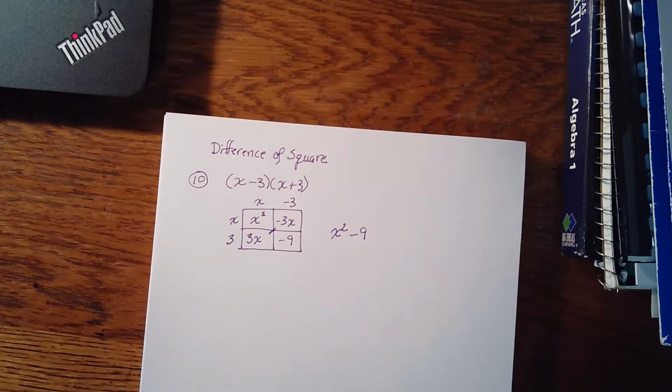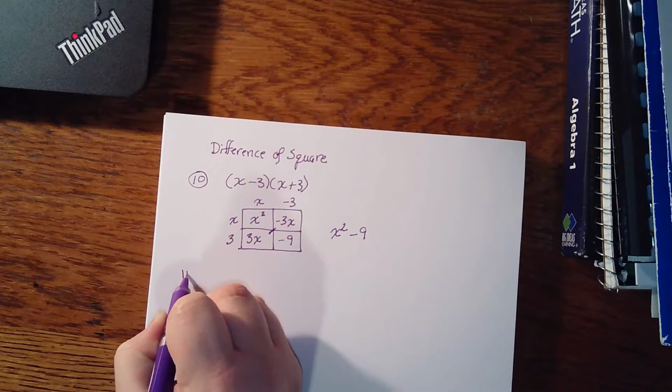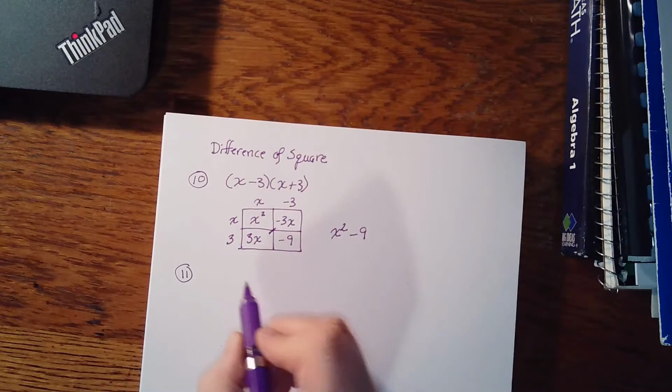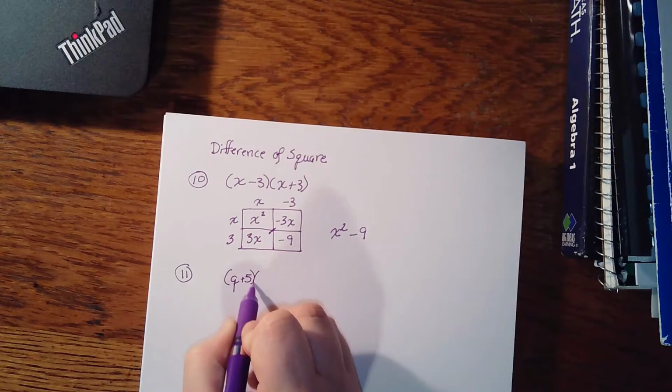Okay, so let's look at another example. Let's look at number 11. In this particular one, we have q plus 5 and q minus 5.